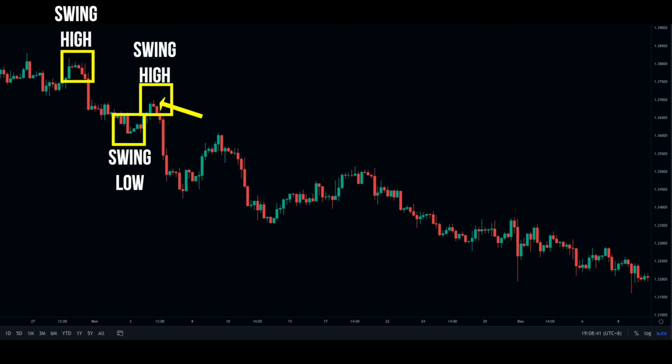Because this swing high is lower than the previous swing high. Price continues to downtrend with another impulse forming a new lower low before a pullback. Now we have a high, a lower high, and a lower low.